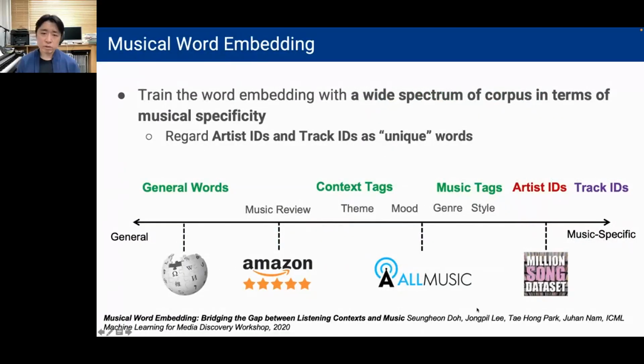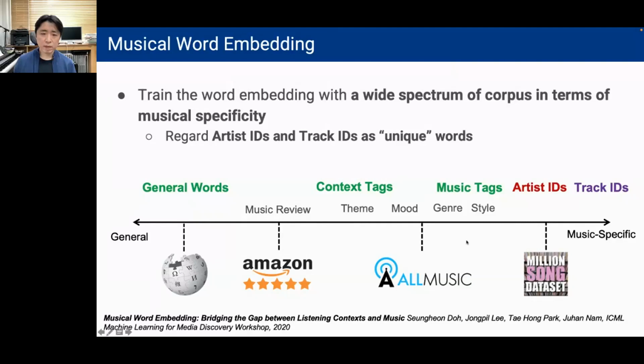We also tried to customize the word embedding. The difference from the previous work is that we used a wide spectrum of corpora in terms of musical specificity. The most general corpus is Wikipedia, which is frequently used to learn word embeddings in NLP. The next corpus is Amazon music reviews from the MuMu dataset. It has musical context, but the texts are mostly album level and contain personal opinions.